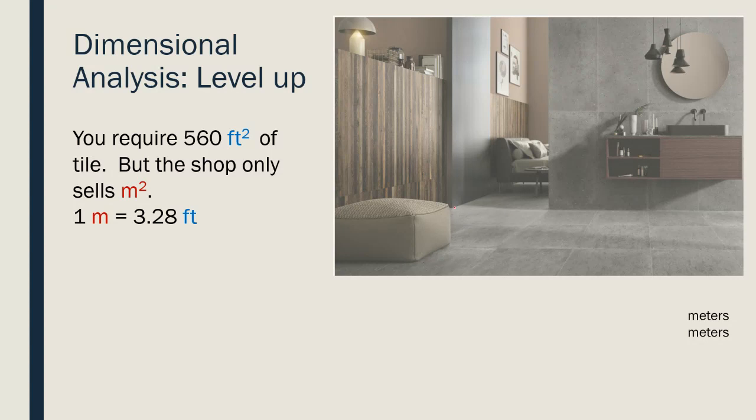So keeping in mind the reason why it's feet squared, you would measure this by feet. Let's say that's like 10 feet. And then you would measure this, and let's say that's another 12 feet. And 10 by 12 is 120 square feet. So you need 120 square feet of tile right there. So feet squared. So what you know is 1 meter equals 3.28 feet. But how is that going to help you?